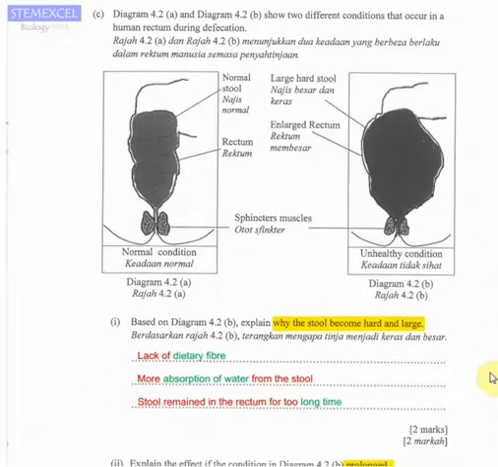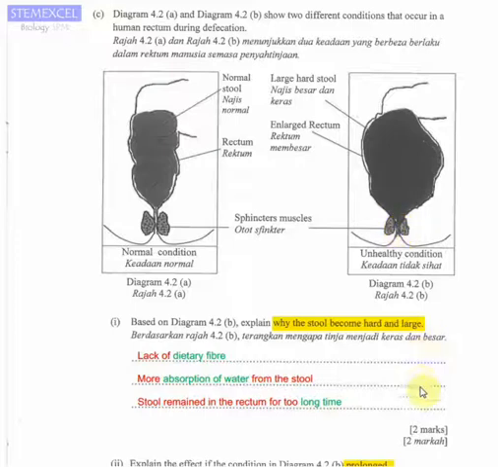Next, you are shown a diagram to compare a normal condition and an unhealthy condition in the human rectum during defecation. So this is a normal condition. You have the rectum, you have the normal stool. Over here is an unhealthy condition where you can see that the rectum is enlarged, and they also say here you have large and hard stool. So based on this diagram, explain why the stool has become hard and large.